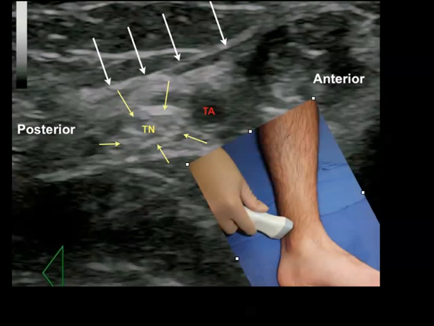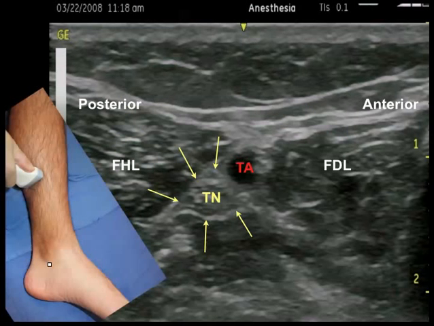Now as we move more proximal on the leg, we see that the relationship between the tibial artery and the tibial nerve is maintained. Namely, the tibial artery is anterior to the tibial nerve, and both structures are contained deep within the investing fascia of the lower leg. The flexor digitorum longus is anterior, and the flexor hallucis longus is posterior.